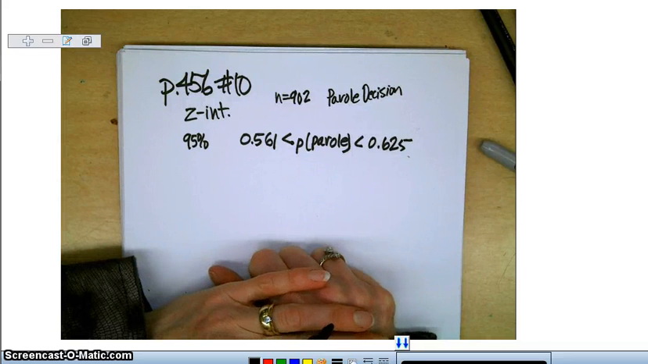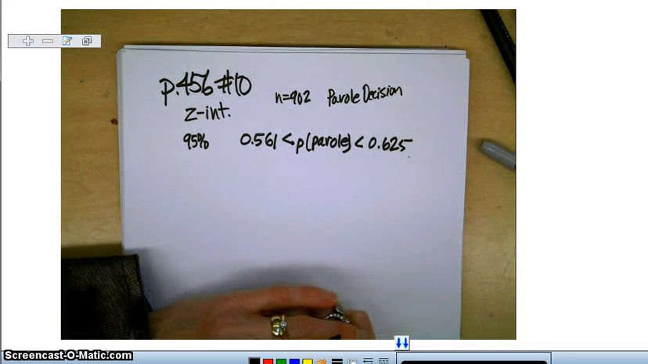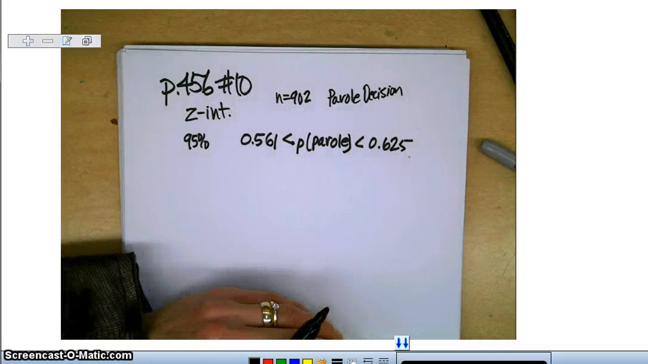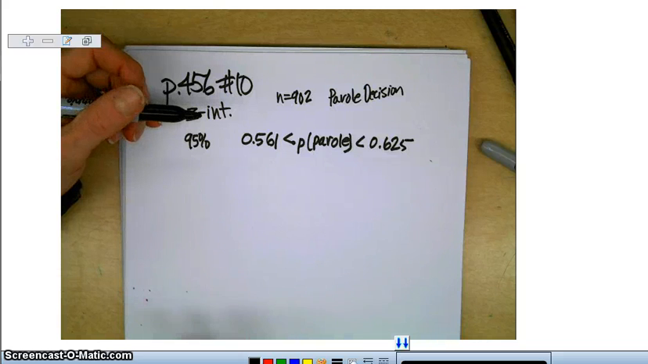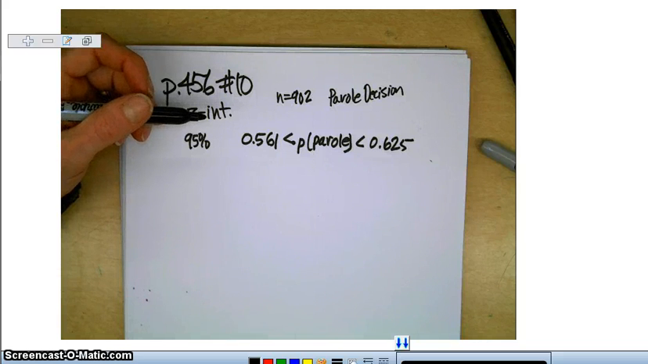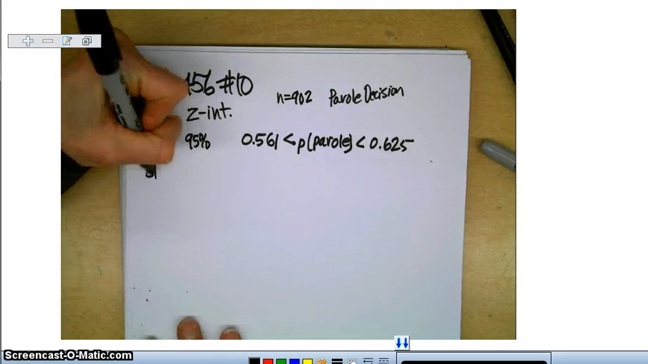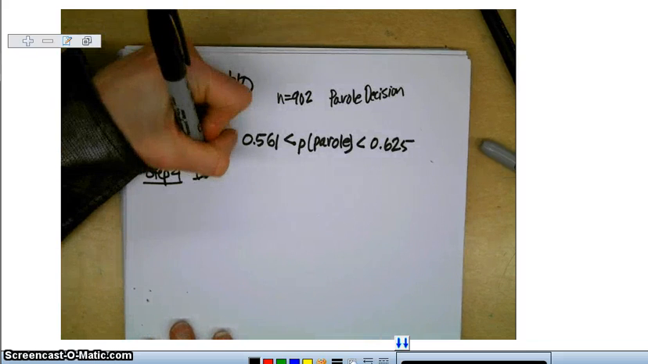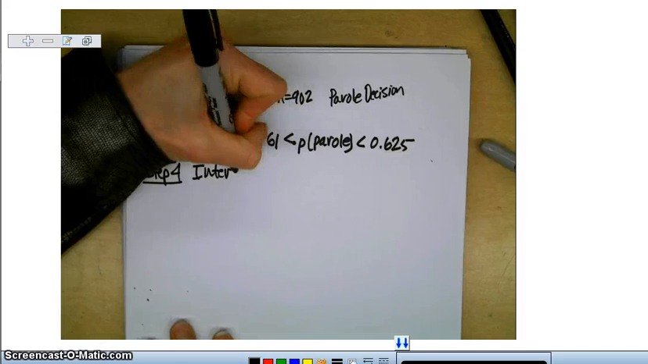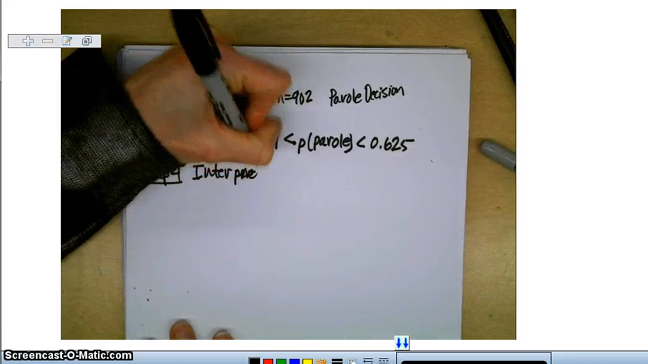So it says, what can you conclude? So what can you conclude? Here's the interval. A question like this is asking you basically to do step 4 from confidence intervals. And step 4 is where we interpret our interval.